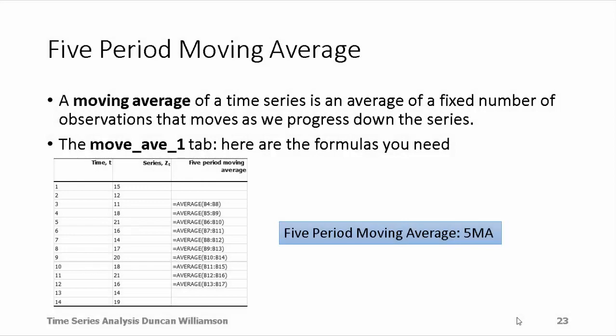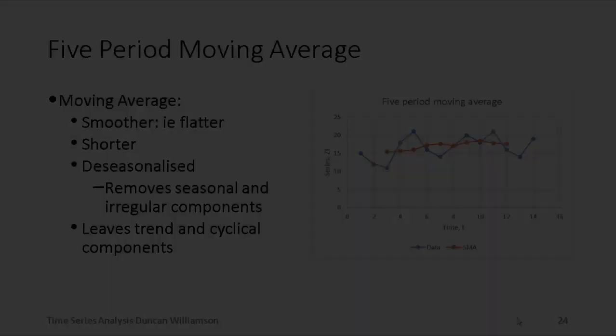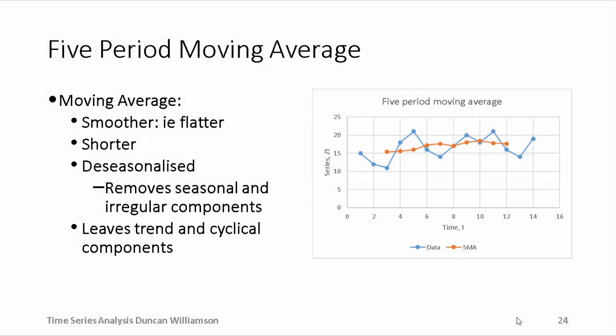A moving average of a time series is an average of a fixed number of observations that moves as we progress down the series. The Move Av1 tab shows the formulas you need for a 5-period moving average, 5MA. And you can see them then in row 3, 4 through to row 12 in that third column, the 5-period moving average. So the moving average is smoother, i.e. flatter, that's the orange line. It's shorter, it's cut off at both ends. It's deseasonalized in that it removes the seasonal and the irregular components. That means it leaves the trend and the cyclical components.